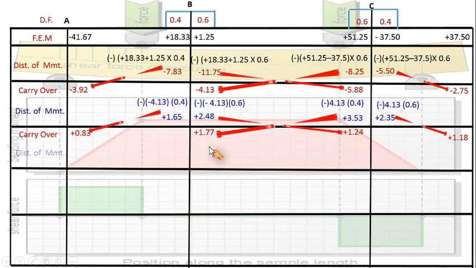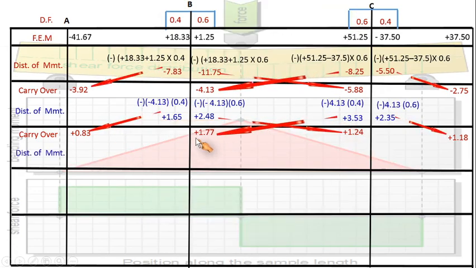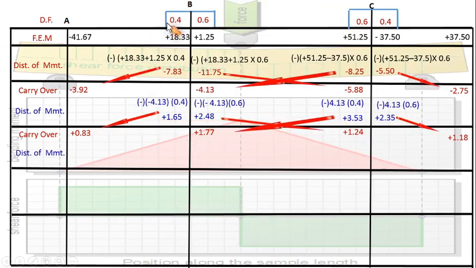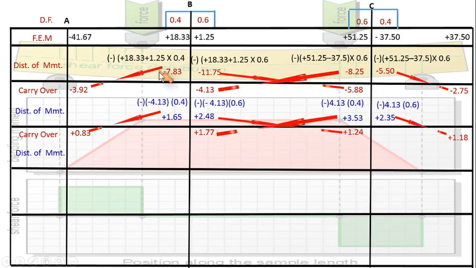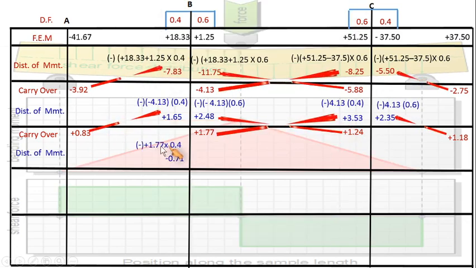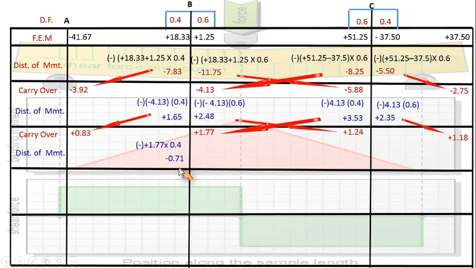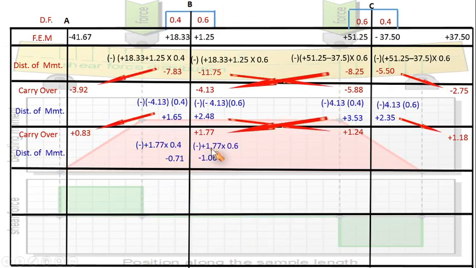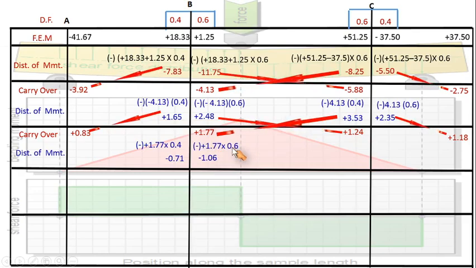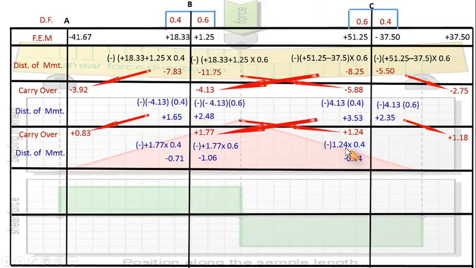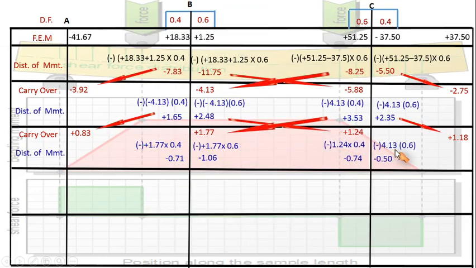After finishing with this, again we have to do another iteration. Is it okay? So let us do the distribution of moment once again. So this is multiplied by the individual distribution factor for the individual span. So 1.77 into 0.4, its negative, is this much. Similarly 1.77 into negative of 0.6, that is equal to minus 1.06. Again the same for the left hand of C and the right hand of C.